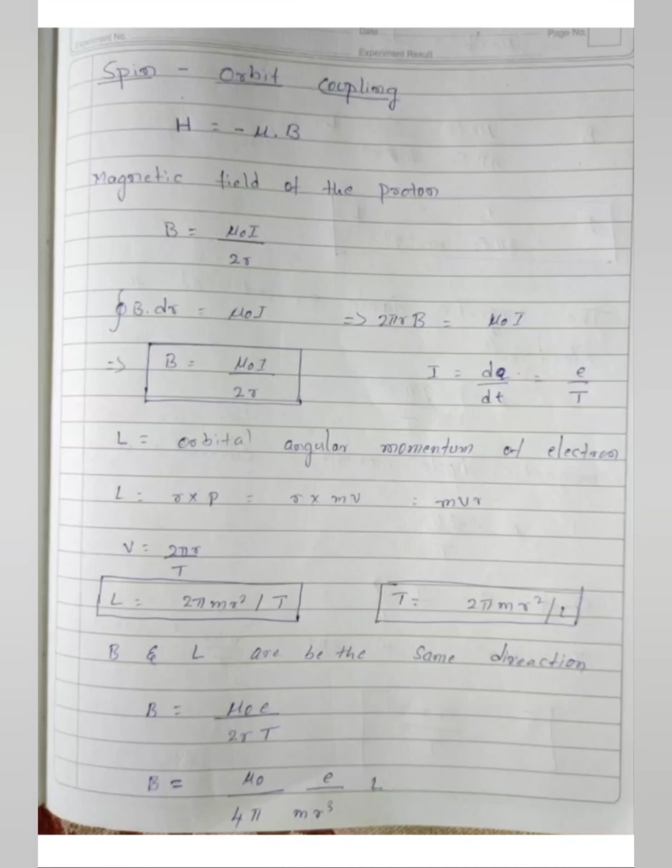Okay. Next, here we calculate the value of B. So this is the magnetic field of the proton. Here we approximate.